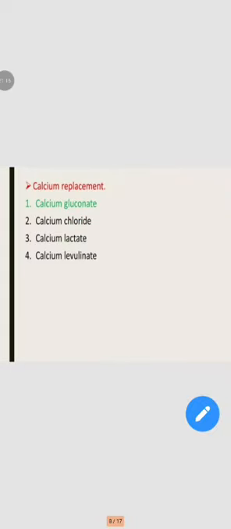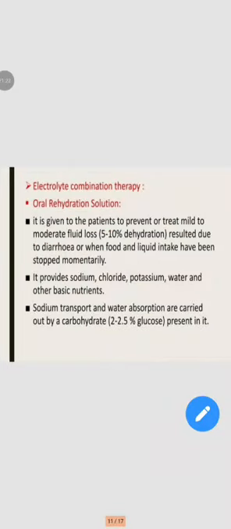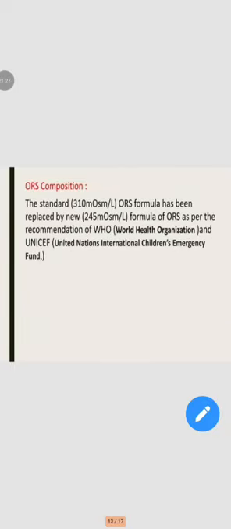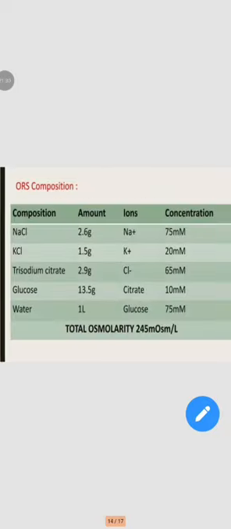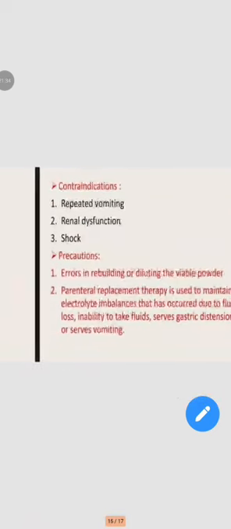Then calcium replacement, we studied calcium gluconate, the physical properties, chemical properties, and assay of calcium gluconate. Then electrolyte combination therapy, then ORS, oral rehydration solution, then the composition of ORS and the administration, and then we studied the adverse effects, precautions, etc. So these are the electrolytes. Intracellular and extracellular electrolytes are completed. Okay, thank you.